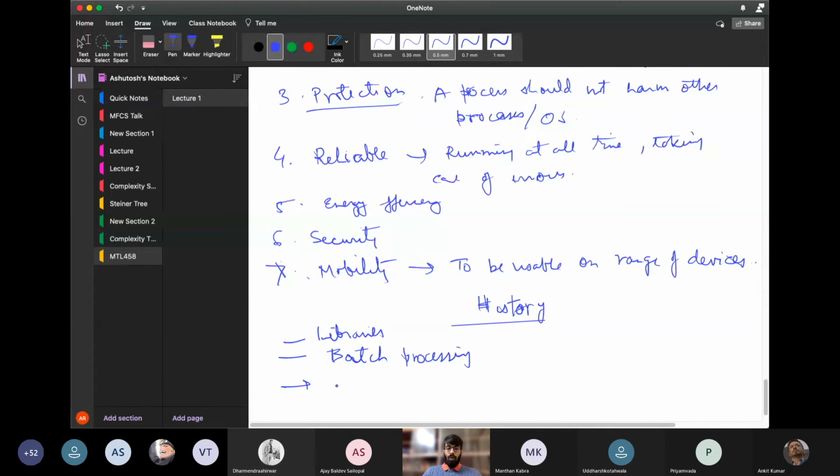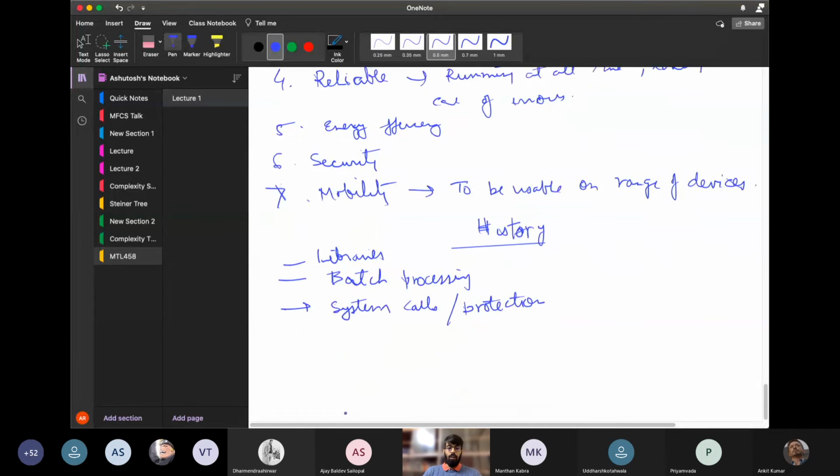Then came the concept of system calls, as I was telling, which give protection. And then came the era of multi-programming, where many programs could run at the same time. And then came the PC, the personal computer. And the personal computer at first did not really use the system calls and protection.